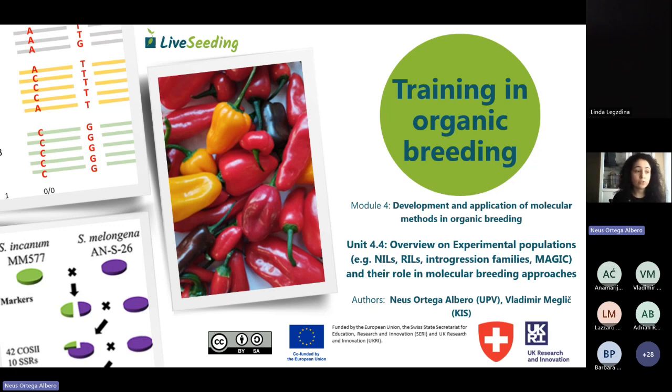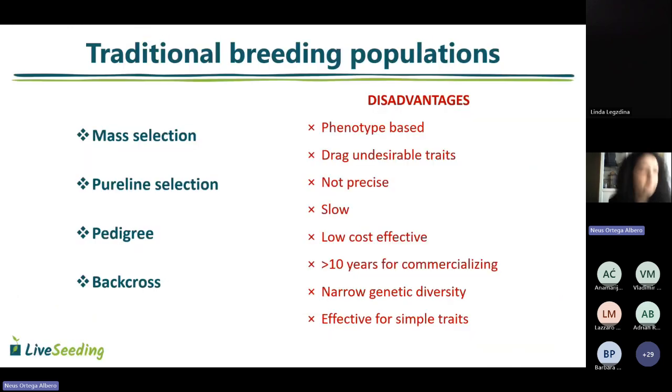And later, Dr. Vladimir Meglic will also speak about the use of this type of populations in other important crops like cereal families and cucurbitacea. So, first of all, I think it is necessary to have in mind that traditional breeding populations have been used during centuries in breeding, and mass selection has been performed, pure line selection during centuries, also pedigree and backcross to integrate some interesting traits into, let's say, a commercial variety.